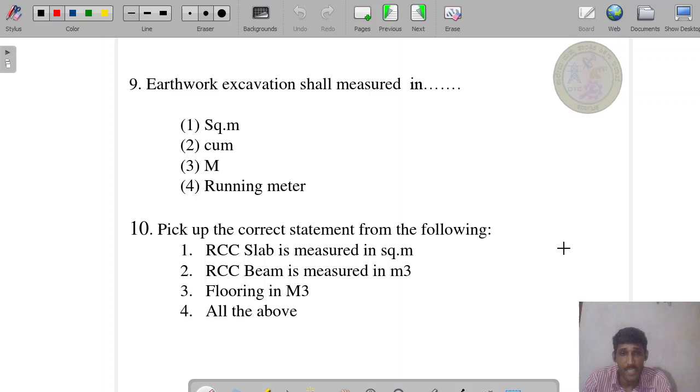Option number 2. RCC beam is measured in meter cube is the correct answer. RCC slab is measured in meter cube, not meter square. Flooring is measured in meter square. You should keep that in mind. From this, you can conclude that RCC beam measured in meter cube is the correct answer.